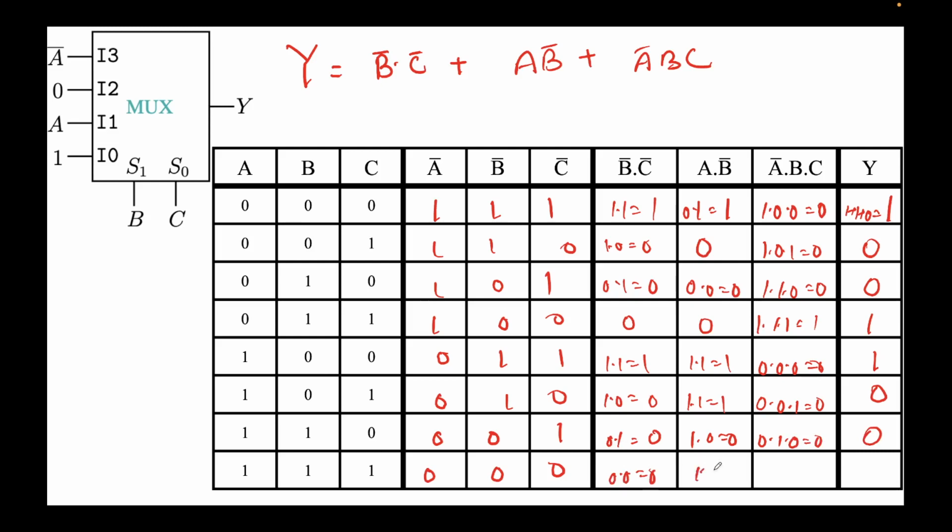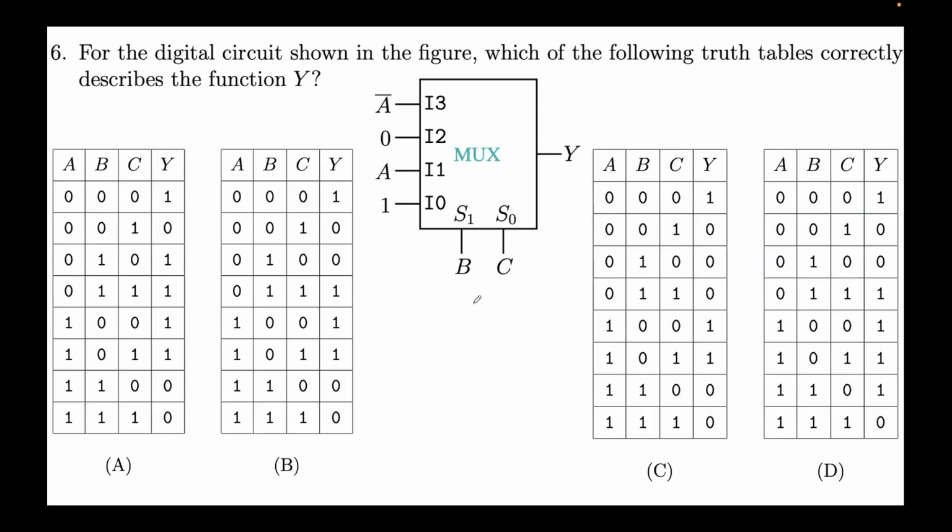A is 1. B bar is 0. This is 0. A bar is 0 dot b is 1. C is also 1. This will turn out to be 0. So this is the output that we obtained: 1 0 0 1 1 triple 0.